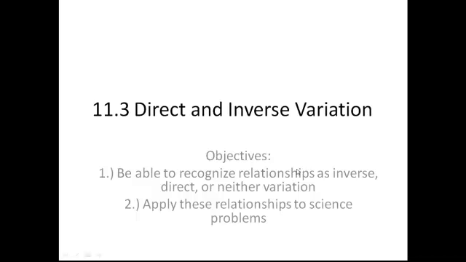This is 11.3, which is about direct and inverse variations. The objectives for this lesson are as jotted down below. They're going to be for you to be able to recognize relationships as inverse, direct, or possibly neither. Some just do not fit these two different types of models, so you're going to need to recognize these two models when they do occur, because they do happen in our everyday life all the time.